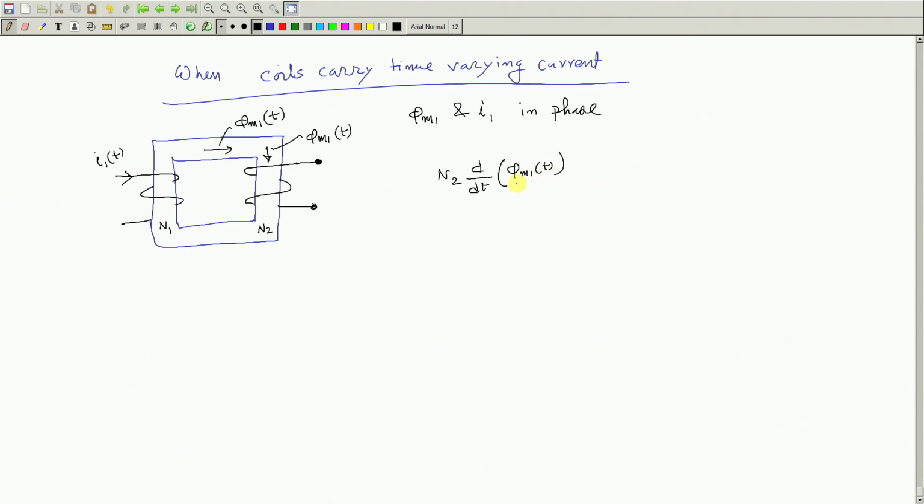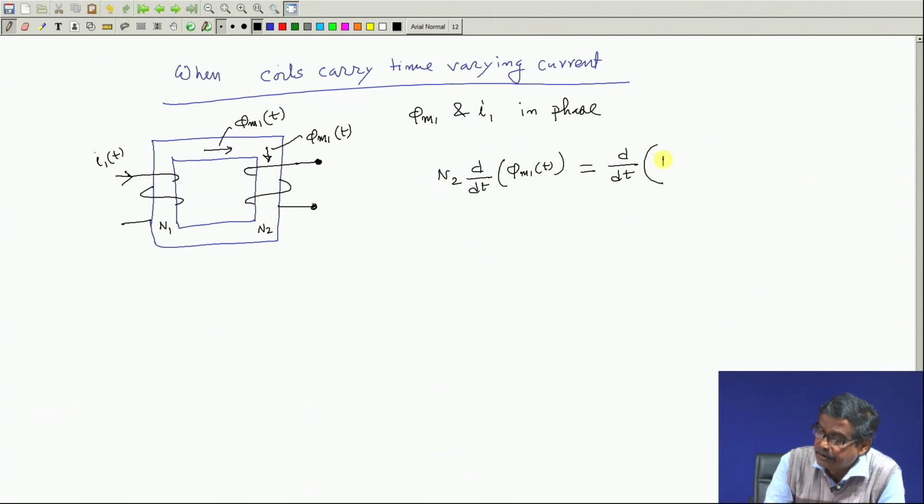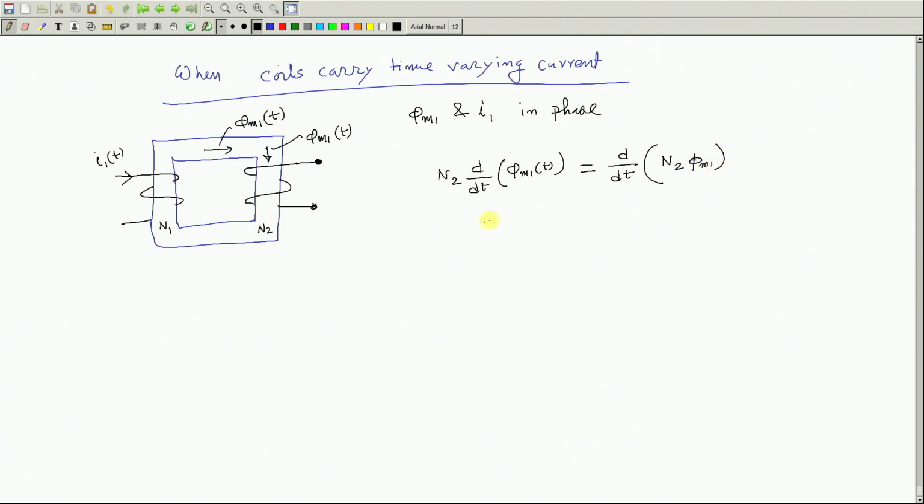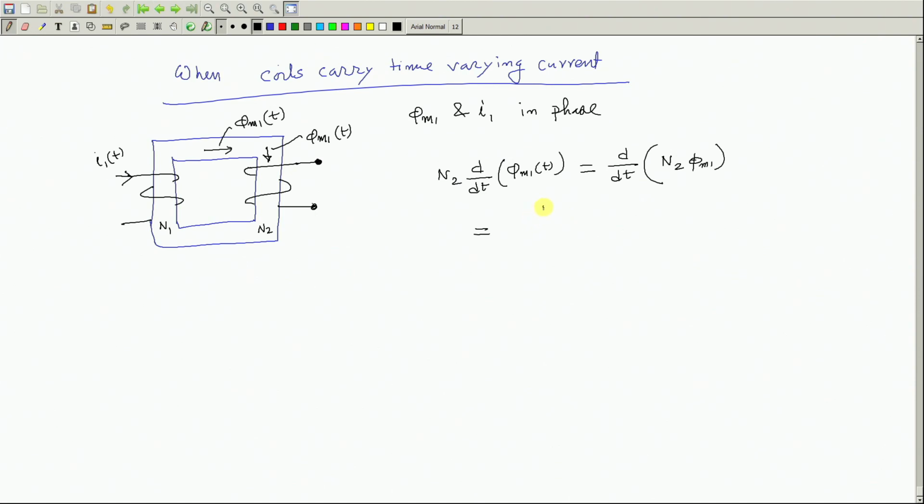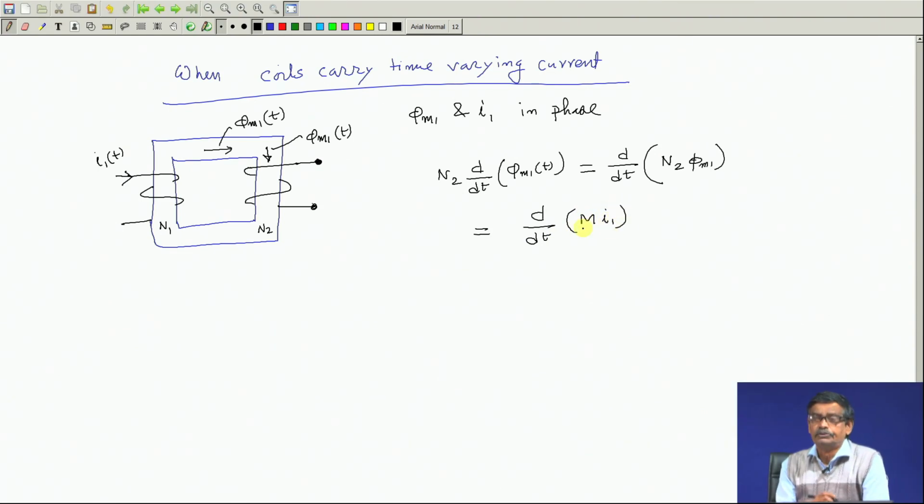Okay. So, phi m 1 t, and this can be written as d dt of... I will come about the polarity. What will be the instantaneous polarity of the voltage? But before that, I push this N 2, which is constant, inside. So it is N 2 into phi m 1. N 2 into phi m 1 is nothing but M into I 1. Therefore, I will write it as d dt of M into I 1 in terms of mutual inductance, and this M is constant and can be taken outside.